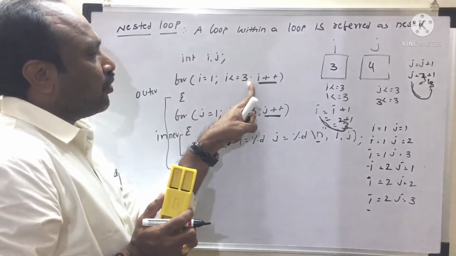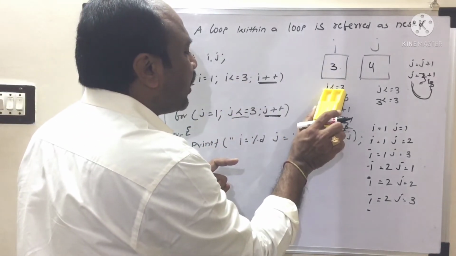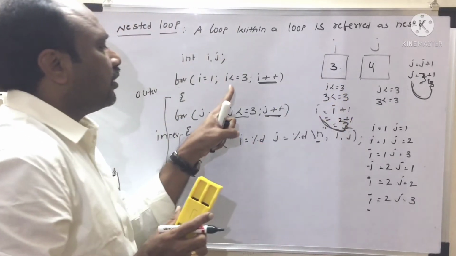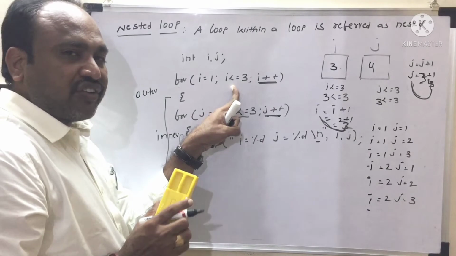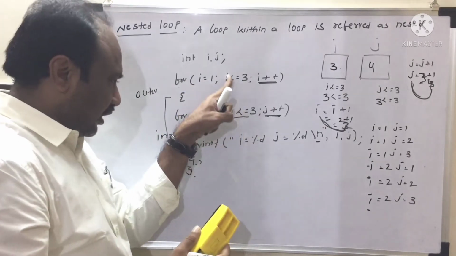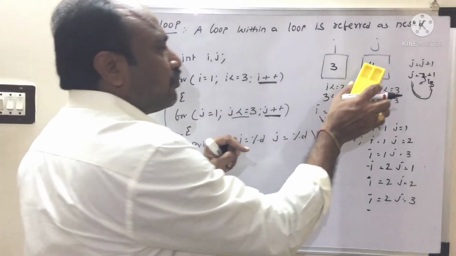Check the condition in outer for loop. I less than or equal to 3. What is the value of I? 3 less than or equal to 3, condition true. If the outer condition is true, then you go to inner for loop, which will execute repeatedly. Go here. Now again J value becomes 1.